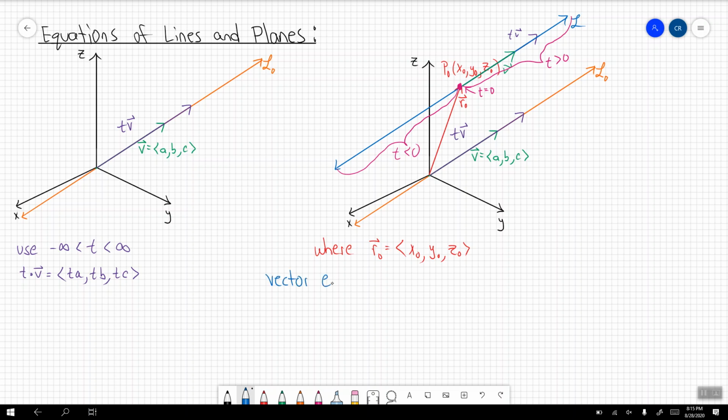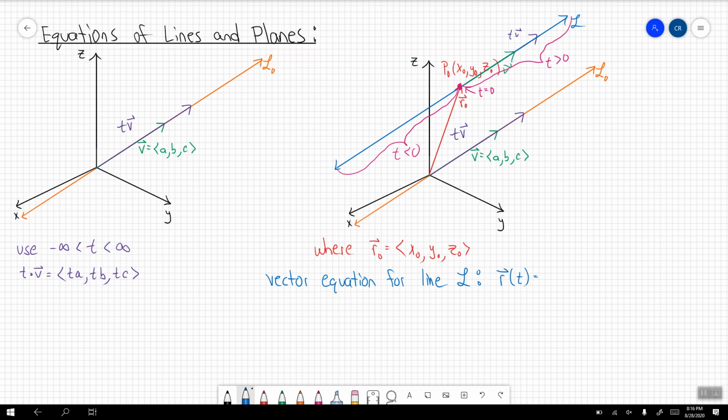So, vector equation for line L. Well, that vector equation definitely depends on some scalar t. So what I'm going to do is write my vector r, but in this case, it's going to be r of t, because again, that vector equation of the line is dependent on some variable t.